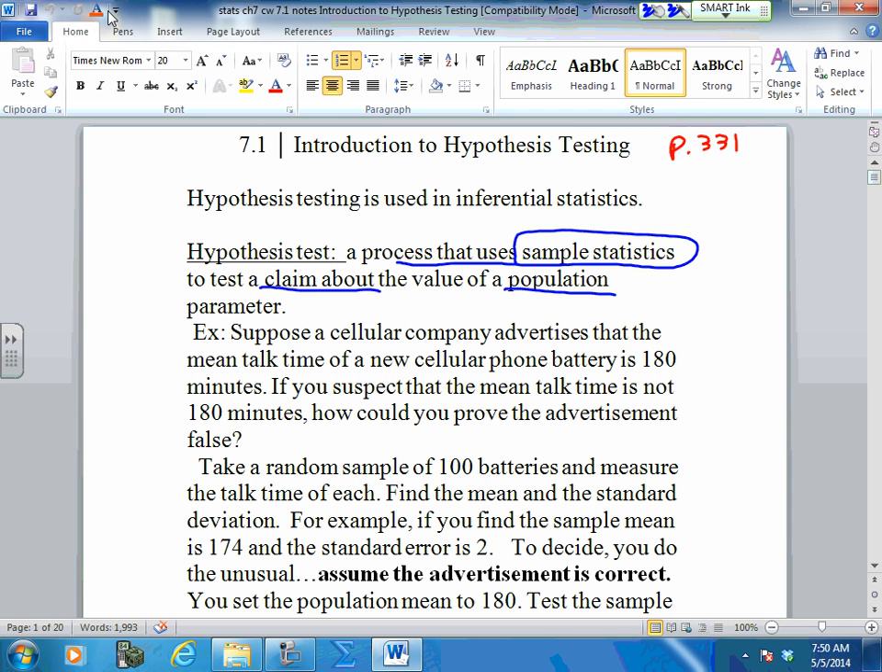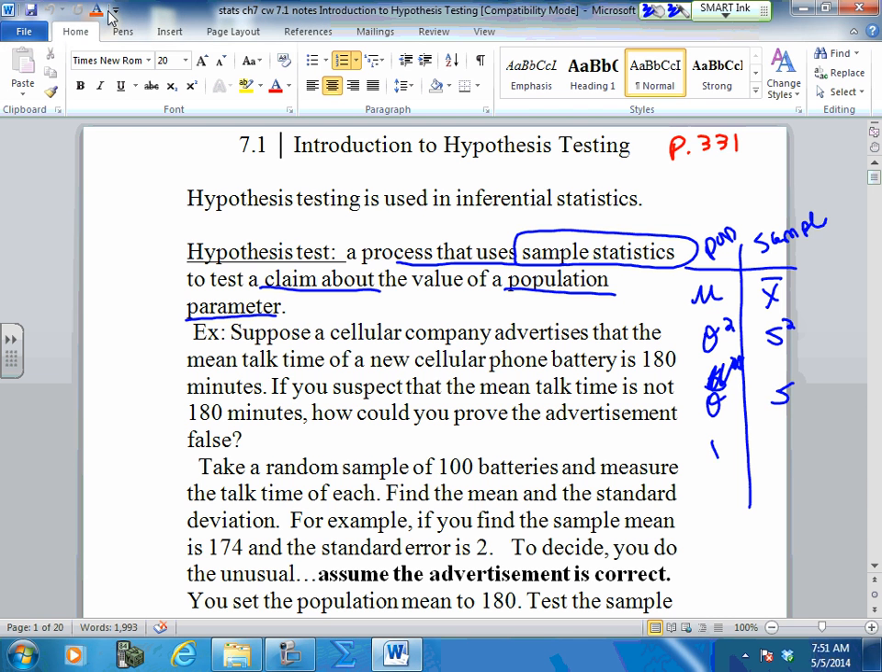A hypothesis test is a process that uses the sample statistics that you gather to test a claim about a population parameter. Again, remember, we're here: population, sample. Population mean, sample mean. Population variance, sample variance. Population standard deviation, sample standard deviation. Proportion, p hat for your sample. Same letters we're going to use to represent this.